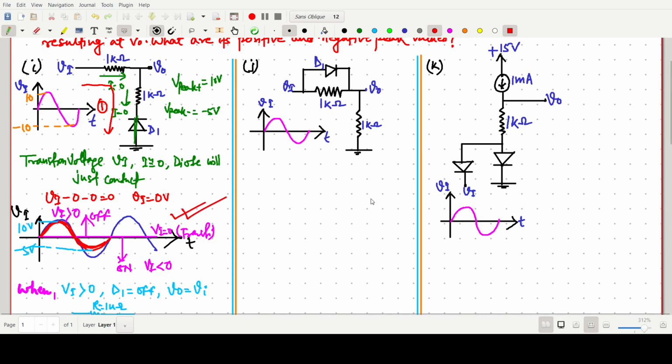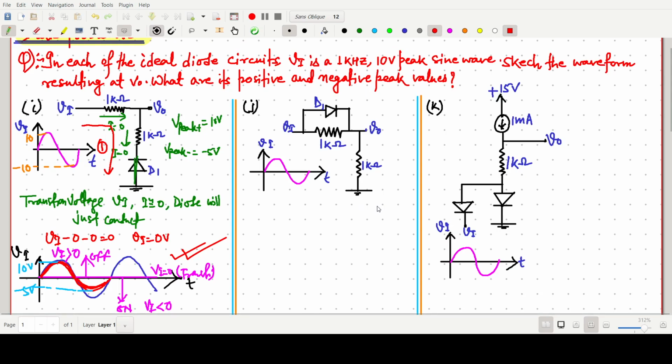Okay. Now we have to go for the next question. In the second question, this one is the circuit. So what should we do? The diode will be on for the positive half, this half. So when Vi is greater than 0, D1 will be in the on state. So the equivalent circuit will be like this. It's a 1 kilo ohm, 1 kilo ohm. This should be V naught, and this should be Vi. So V naught will be simply our Vi for the first half.